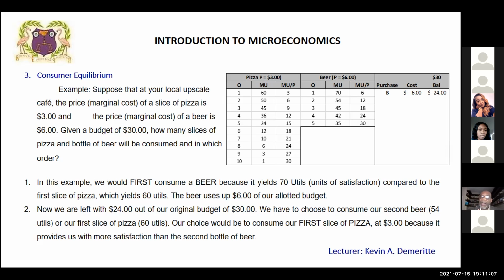Okay, I changed my mind. I'll go with the pizza. Why? The pizza gives you 60 satisfaction, and the beer only gives you 54. Exactly. We always go with the one that gives us the highest satisfaction. So then, our choice would be to consume our first slice of pizza at $3 because it provides us with more satisfaction than the second bottle of beer.